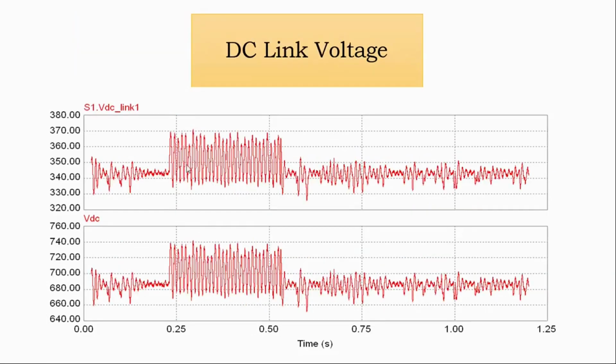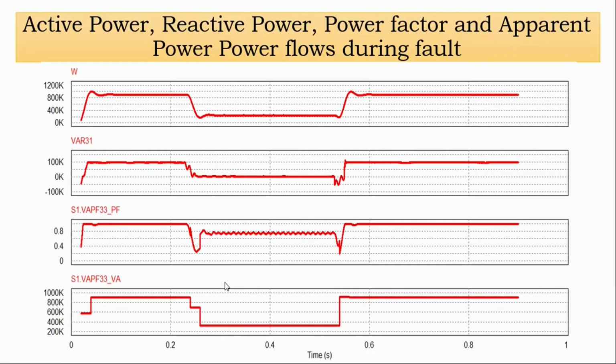And this is the rise in DC link voltage during the fault period. We may also measure the active power, the VAR, that is reactive power, the drop in the power factor, and in the end this is your VA. Now, the VAR during the healthy condition might be fed by either the generator or the grid.